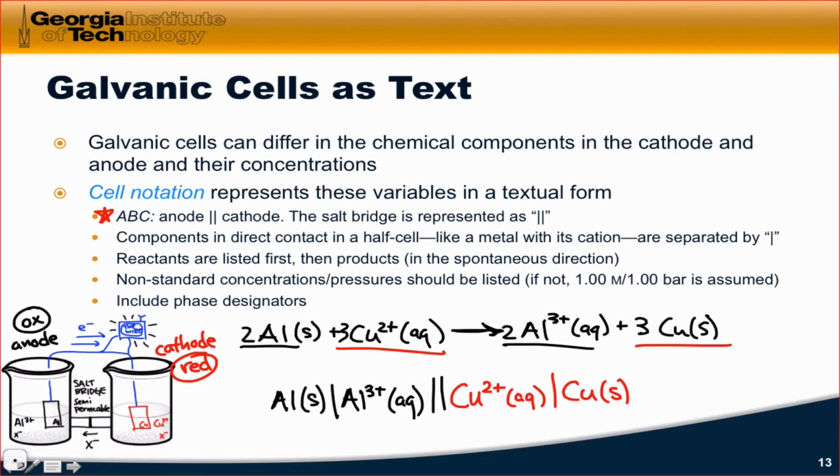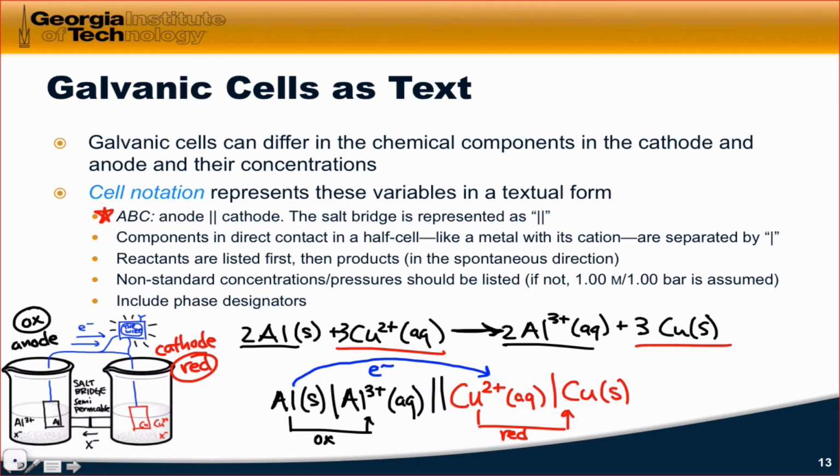And notice that the cell notation has both the oxidation reaction occurring within the anode and the reduction reaction occurring within the cathode encoded into it. And the spontaneous directions for these reactions are from left to right within the cell notation. Furthermore, we can see the spontaneous direction of electron flow by noticing that electrons flow from the anode to the cathode, from the aluminum metal through the wire and to the copper 2+ to form copper solid. This is the beauty of cell notation.